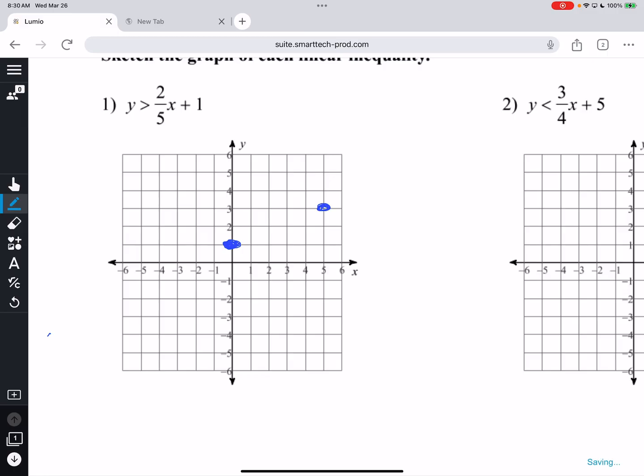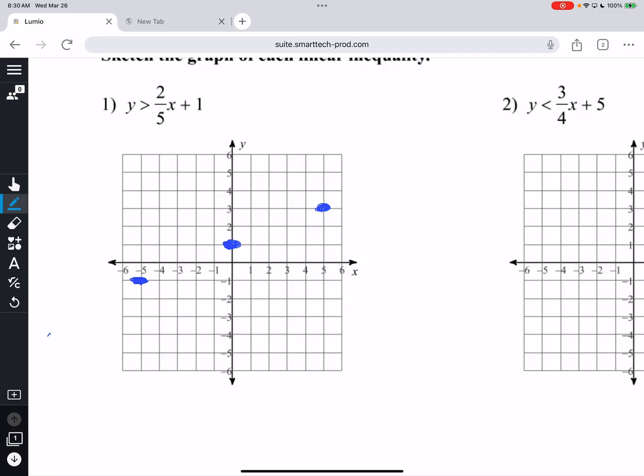You can go down 2 and over 5 as well. You have been in this class long enough. You know exactly what I'm about to say. And we're going to also go down 2 and over 5. Now, if it were equal, we would just draw a solid line. But it is not. It is a greater than, so it's dotted.